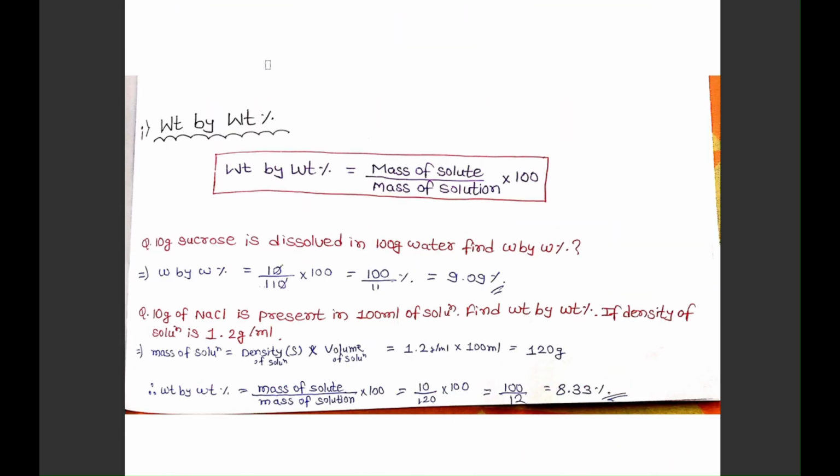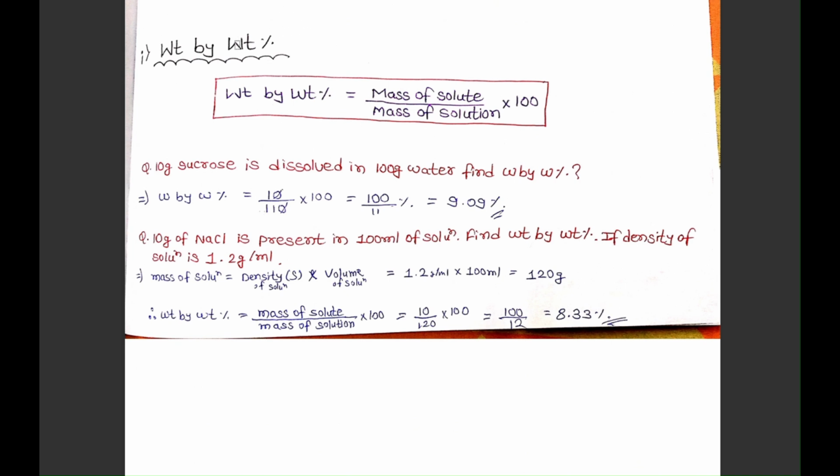Now let us come to weight by weight percent. The weight by weight percent formula is mass of the solute divided by mass of the solution into 100. So there is a question. A 10 gram of sucrose is dissolved in 100 gram of water. Here, sucrose is solute and water is solvent.